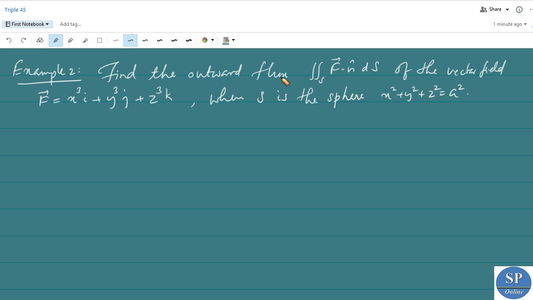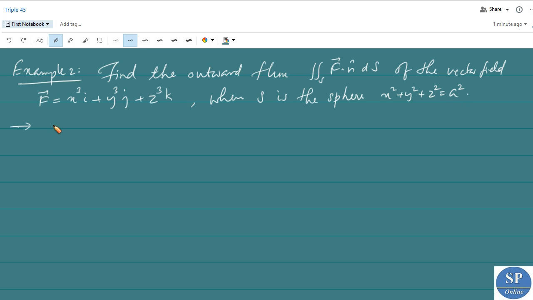Find the outward flux, the surface integral over S of f dot n ds, of the vector field f equal to x cube i plus y cube j plus z cube k, where S is the sphere x square plus y square plus z square equal to a square. Here S is this sphere, a sphere with center at the origin and radius a.